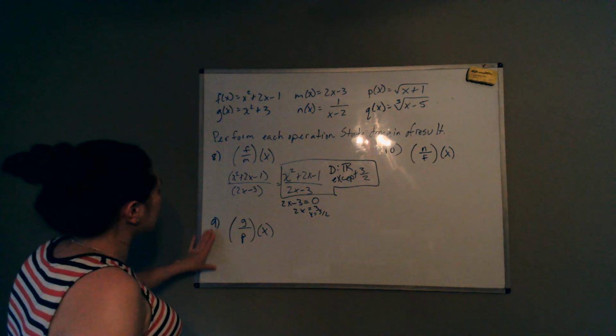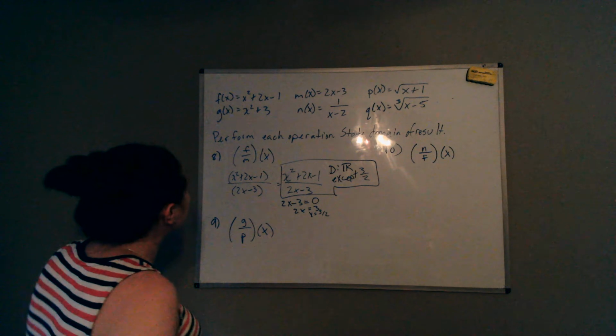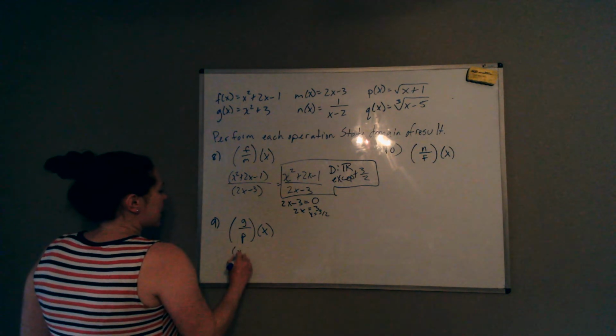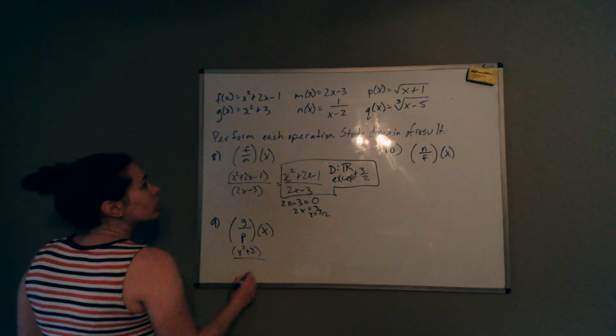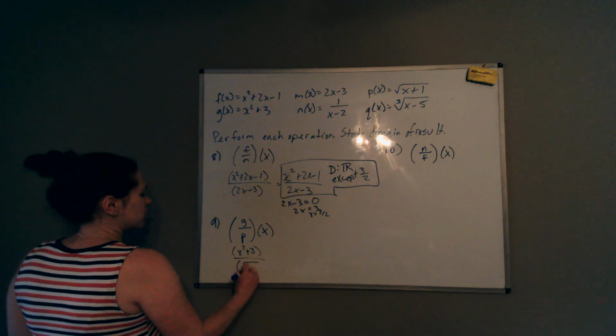So let's take a look at 9. 9 says we're going to take g and put it over p. So that's going to be x squared plus 3 over the square root of x plus 1.